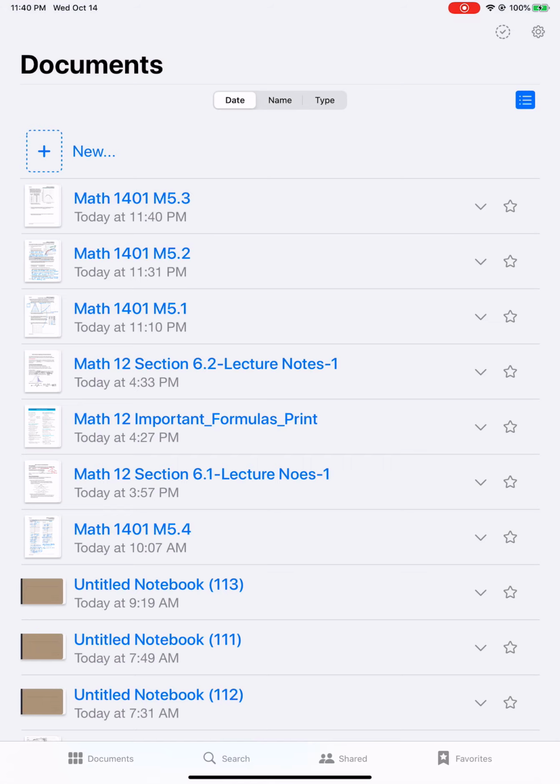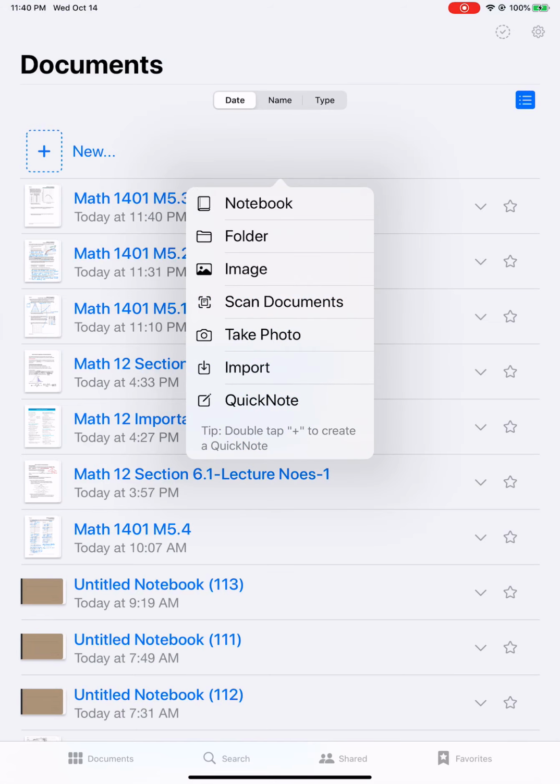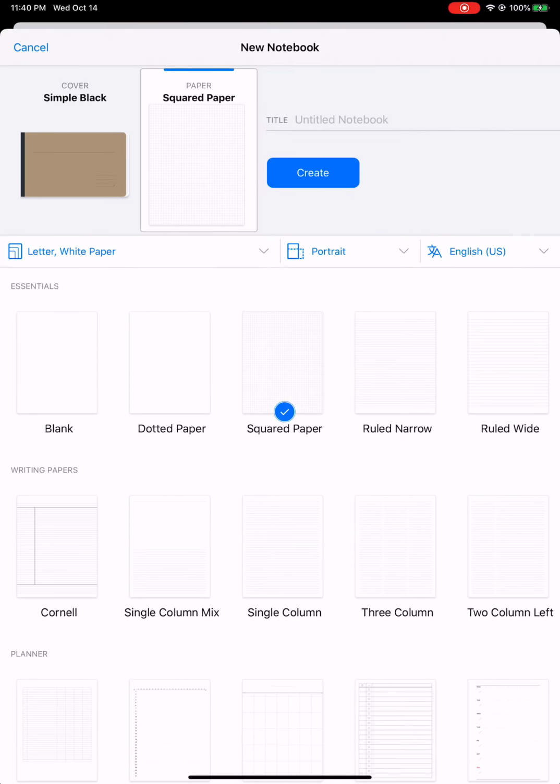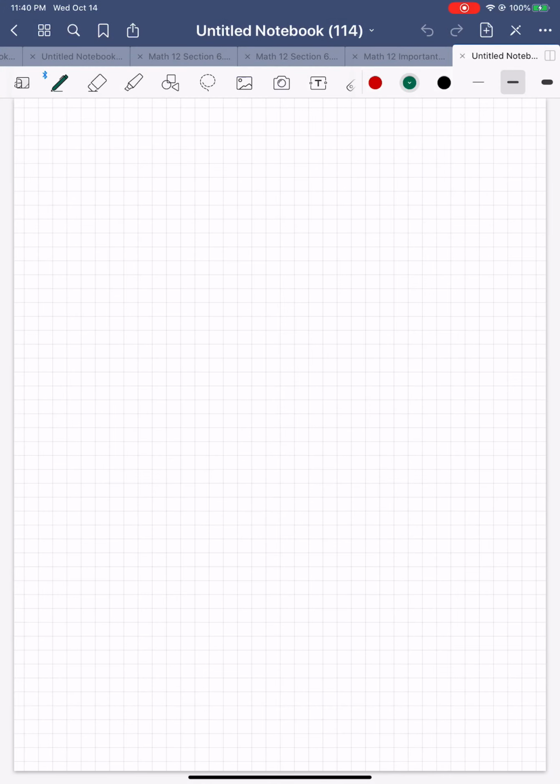So let's look at the notes to go back to look at this one. Okay, so the 5.3, which is a transformation. So first transformation, we have a shifting.